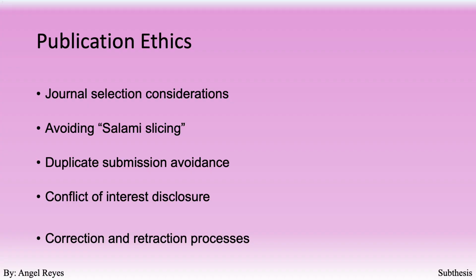Ethical publication practices extend beyond results reporting and authorship. Journal selection considerations should include appropriate fit for the research content rather than just impact factor or prestige, avoiding predatory publishers that undermine scientific quality. Avoiding salami slicing means publishing complete stories rather than unnecessarily fragmenting research into multiple publications to inflate publication counts.